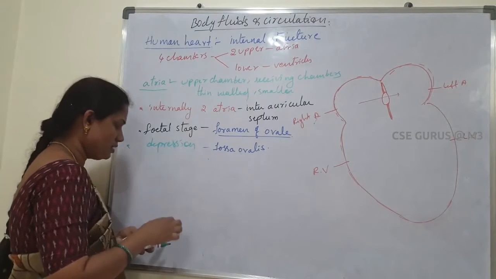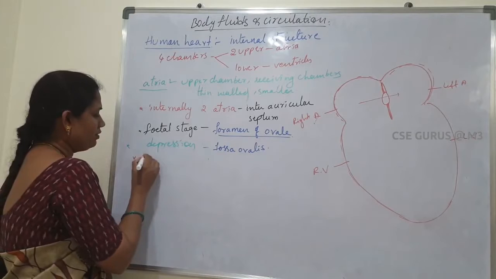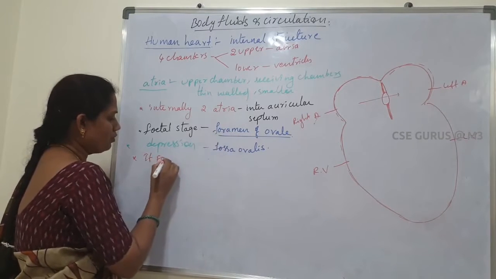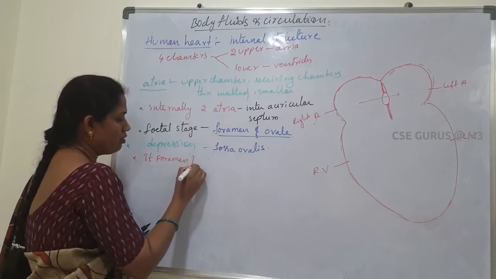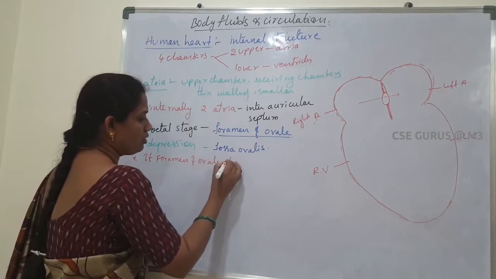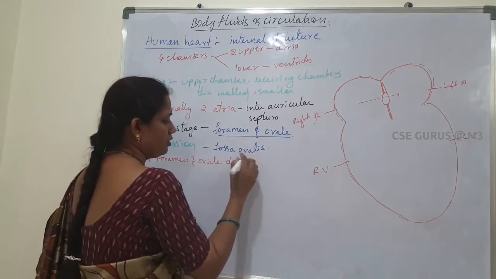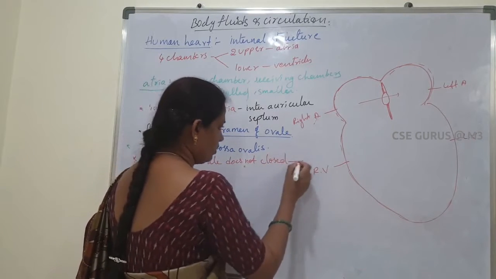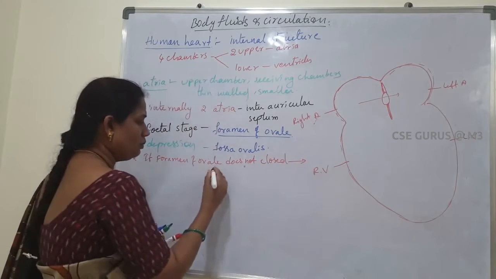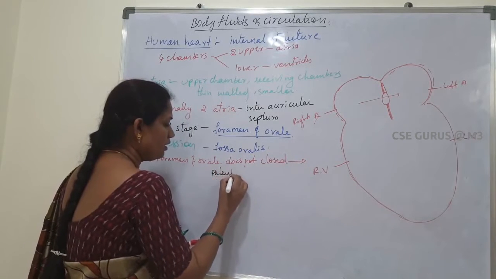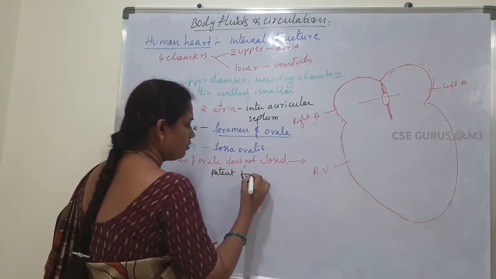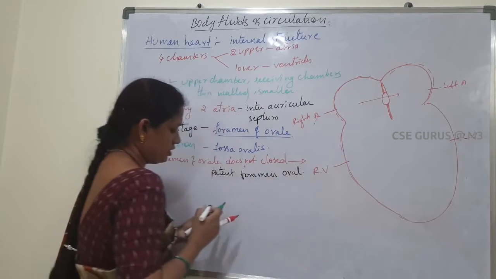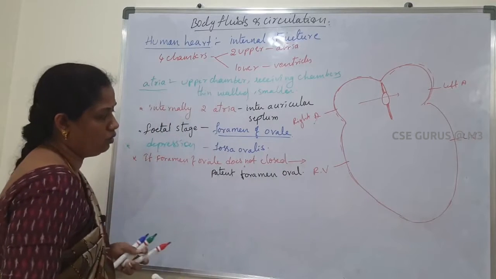Next, in some conditions, if it does not close, it means the foramen of oval does not close. That condition is called patent foramen oval.